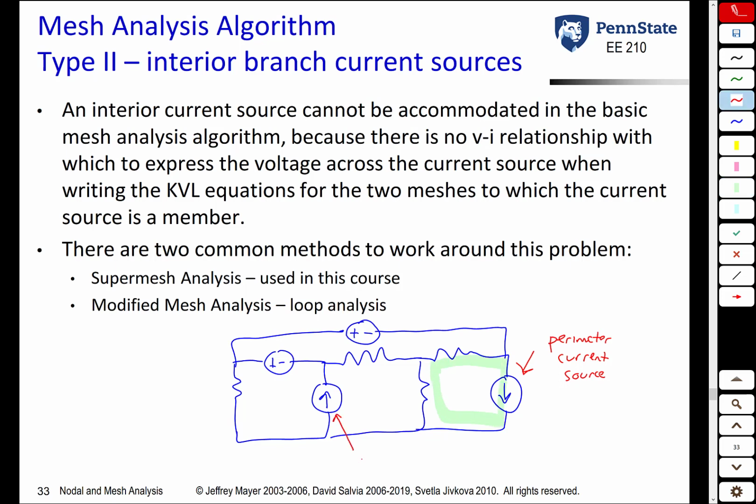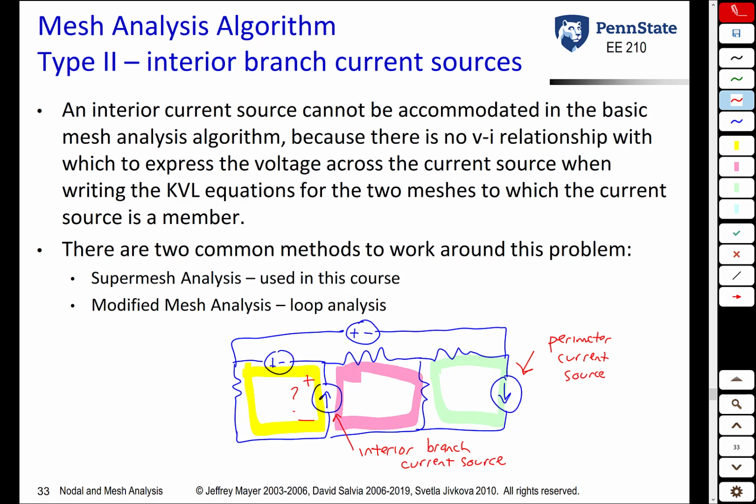This current source is what we call an interior branch current source. Its value does not equal the value of either of the mesh currents it is connected to, that yellow one or that pink one. In fact, it's going to be a combination of the yellow mesh current and the pink mesh current. The difficulty here is we do not know the voltage across current sources when you're writing your KVL equations. And so when you try to write a KVL equation for either the yellow mesh or the pink mesh, you're going to come across a problem because you don't know what this voltage is. And we'll see that on the next page.